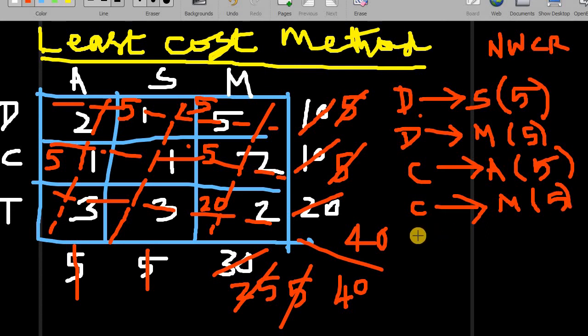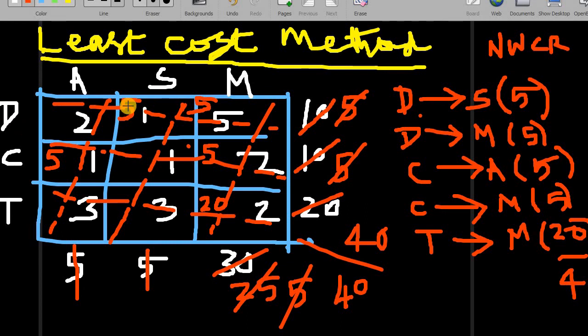And from the last production center to the last destination, how much can be transported? 20 can be transported. Okay, if we add all of them, 5 plus 5, 10, 10 plus 10, 20, 20 plus 20, 40. So it tallies. So this is the way we have to transport the items produced from the 3 resources D, C, T to the destination centers A, S, M.